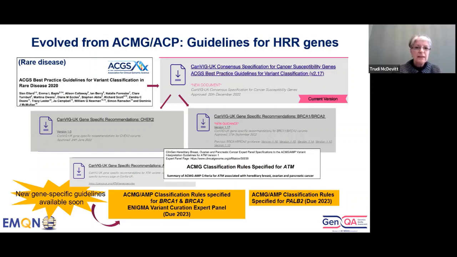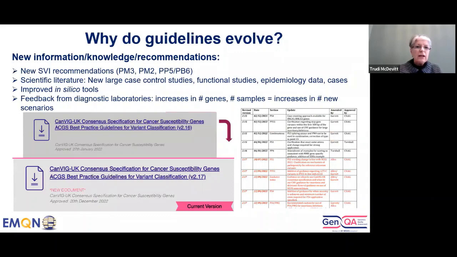Next slide, please. So guidelines evolve as new recommendations come out, as occurred for the ClinGen SVI recommendations for PM3, PM2, PP5 and BP6, as the scientific literature changes with new studies, improved in silico tools, and also very importantly from feedback from diagnostic laboratories as more and more testing and more genes are being analysed.